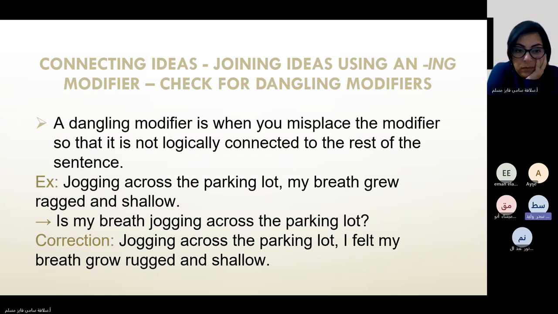Jogging across the parking lot, my breath grew ragged and shallow. Is my breath jogging across the parking lot? Correction. Exactly. So, jogging across the parking lot, my breath grew ragged and shallow.